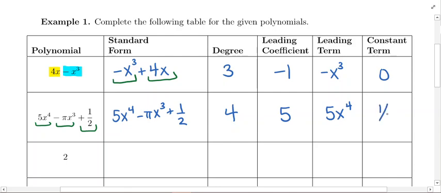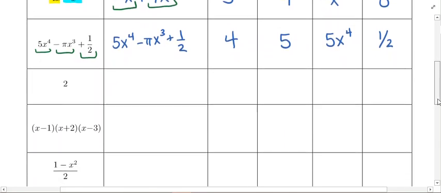It's just the number, so it is 1/2 or 0.5. Okay. Something I keep forgetting to mention. Notice, if you have a polynomial, you don't have to have every single power of x. Here we have a 4th power and a 3rd power. We don't have a 2nd power or a 1st power, and that's okay. You don't have to have everything in between. All right, moving on to the next one.